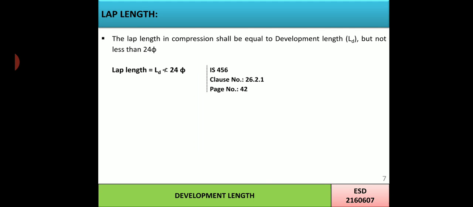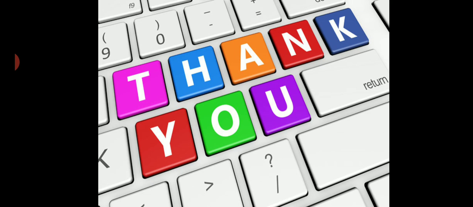Talking about its IS code criteria, the lap length in compression shall be equal to development length but should not be less than 24 phi. So approximately I can say lap length is ultimately the development length, but it should not decrease below 24 phi. It is given in IS 456, clause number 26.2.1, page number 42.